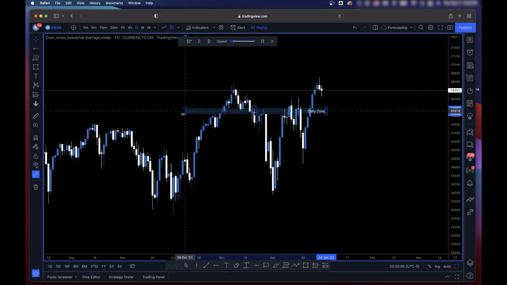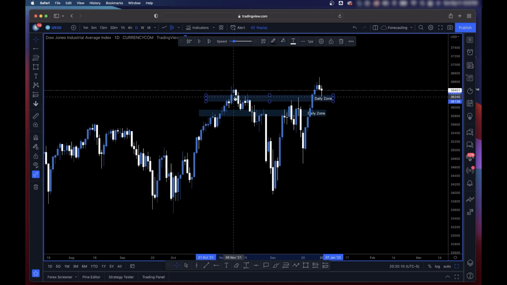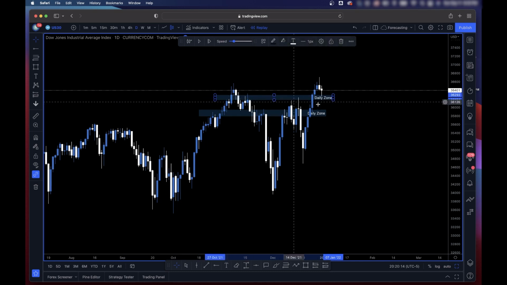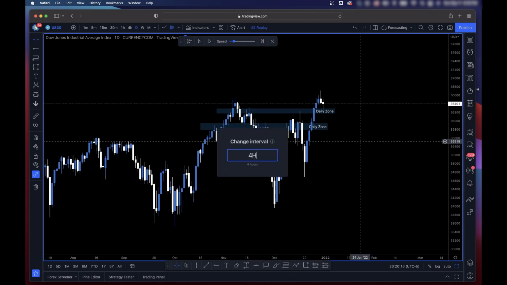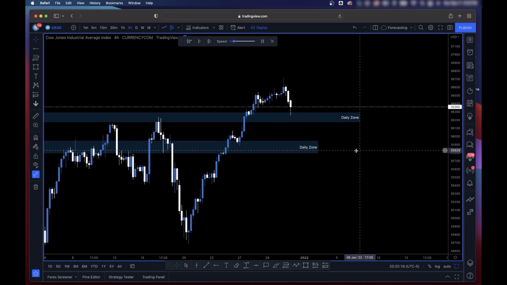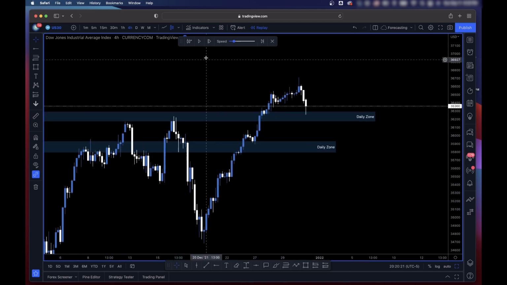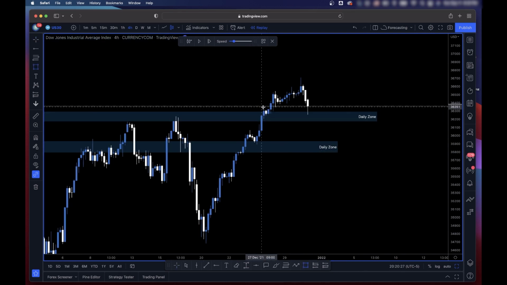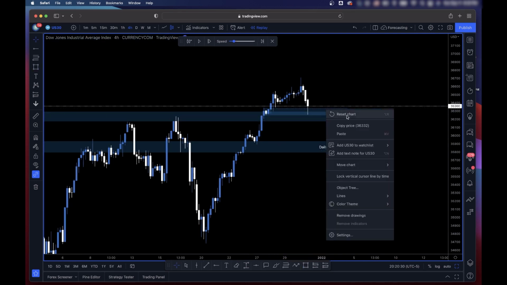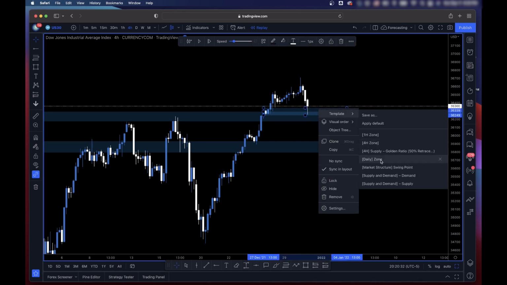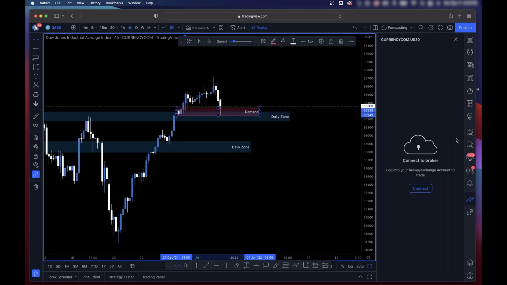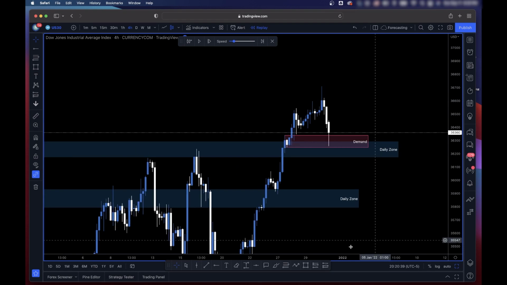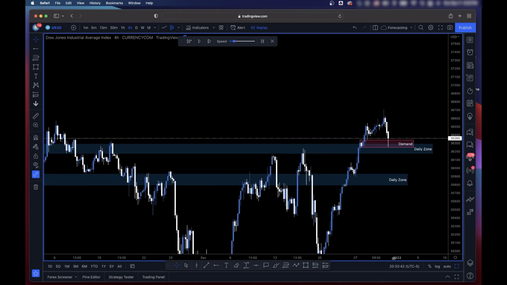I'll begin by marking up the daily zones of interest, swing points on the daily, as well as looking at the 4-hour time frame for high probability zones like the demand zone that you'll see me marking up here on the 4-hour. In addition to demand, I'm going to mark up the 4-hour highs and lows so that I can form a bias of where the market is most likely going based on my experience and back testing.